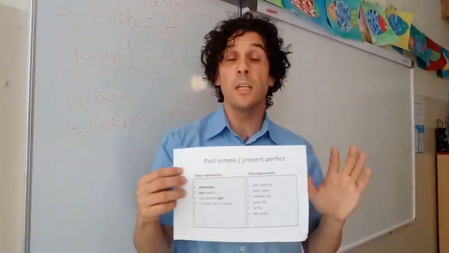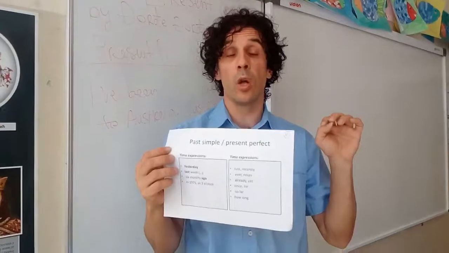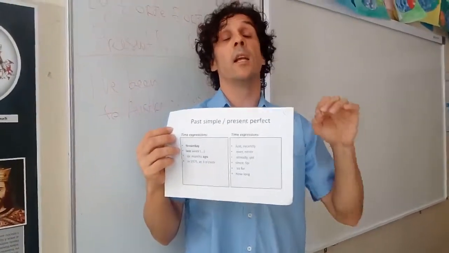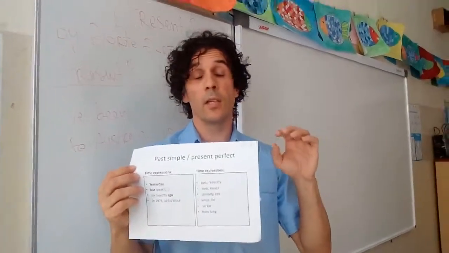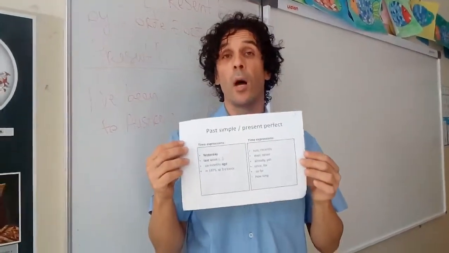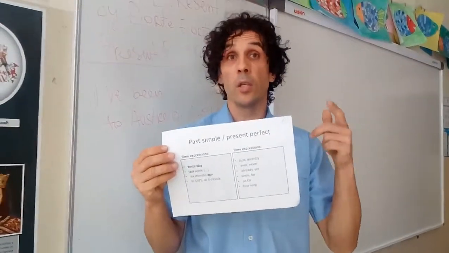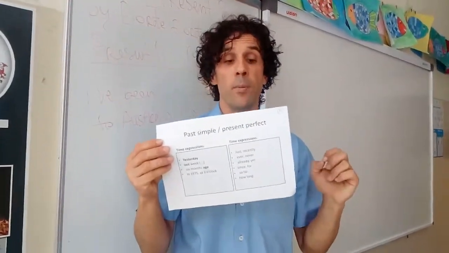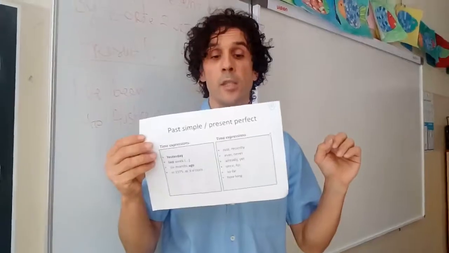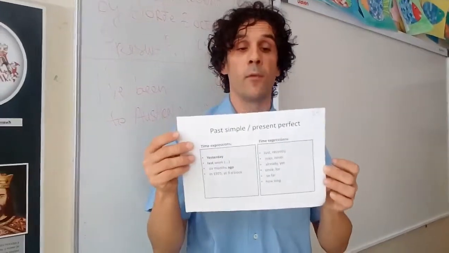So, to put it in a nutshell, we use present perfect tense when we want to talk about some past events where we don't have a specified time in the past, or when we want to talk about unfinished states in the past. On the contrary, we use past simple when we want to talk about actions that finished at a definite time in the past. So that's the main difference.